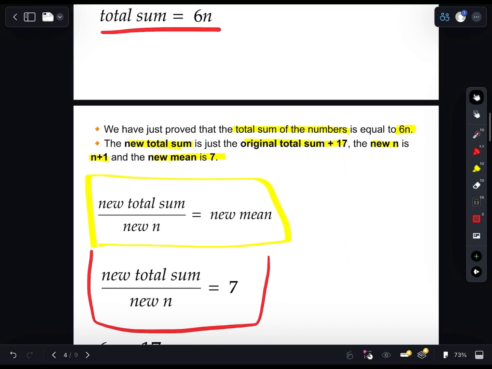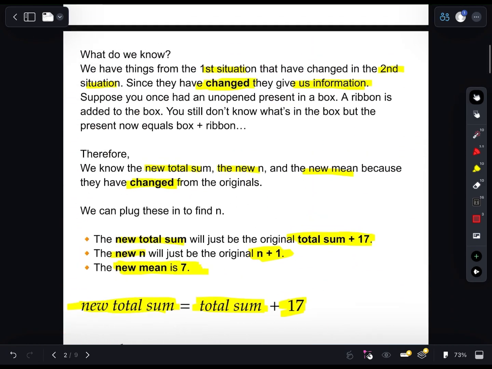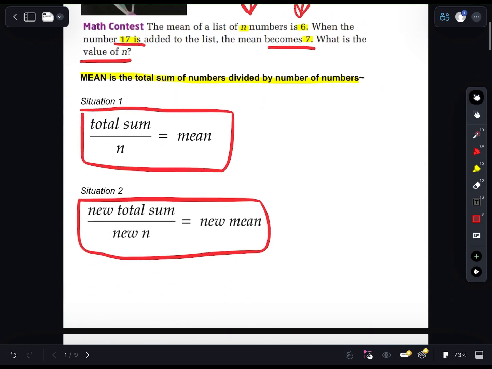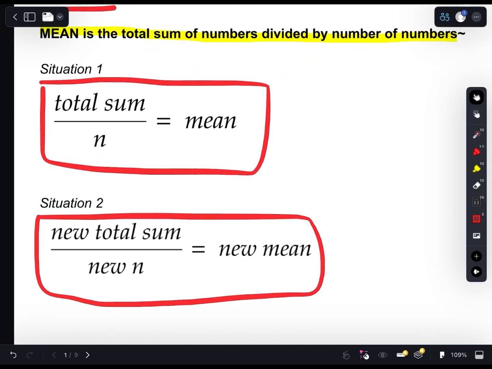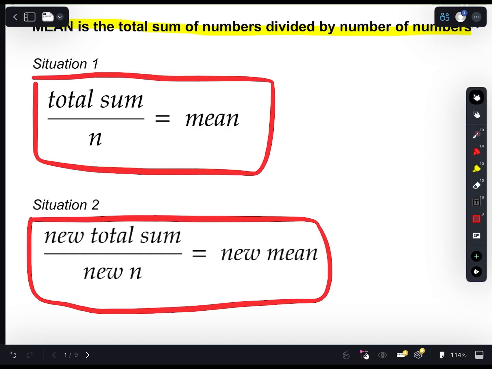Knowing what is happening, what is the change, is really important. So think about what your first situation is and how does the first situation change to become the new situation, situation 2, and then use those changes to define your unknown variables. Use those changes to define the things you are looking for.